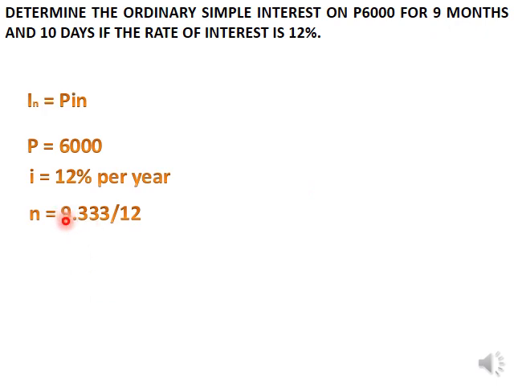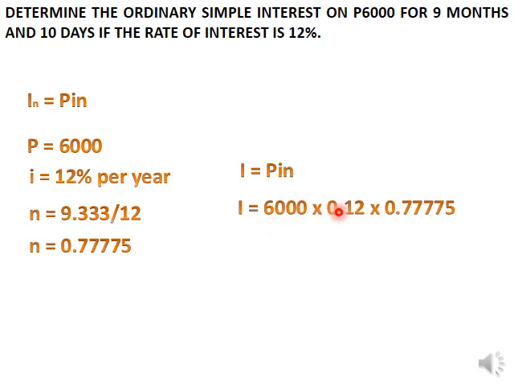9 months and 10 days is equivalent to 9.33 months because 10 days is 10 out of 30 days in a month, or 0.333. Therefore, 9 months and 10 days is 9.33 months. 9.33 months out of 12 months in a year, this is the value of our n now. Our n is lesser than 1. It's valid to be used in our formula. So we can now compute the total interest earned by the money, 6,000 times 0.12 times 0.7775. So the total interest is 560.